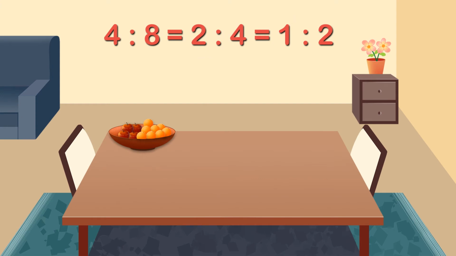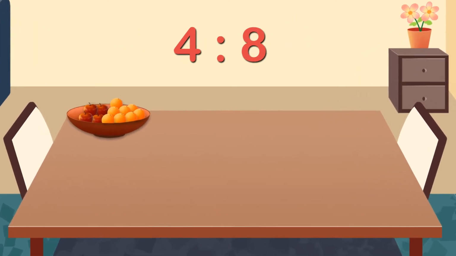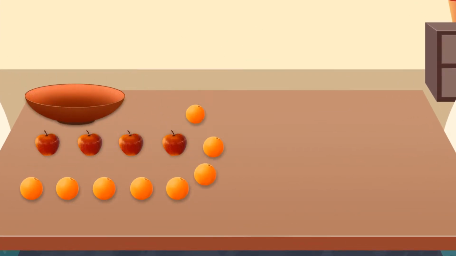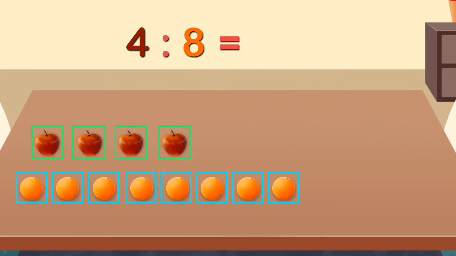We will start with the ratio 4:8. Let's represent this ratio with 4 apples and 8 oranges. That is, the ratio of the number of apples to the number of oranges is 4:8. Now, how do we show that this ratio 4:8 is equivalent or equal to the ratio 2:4?